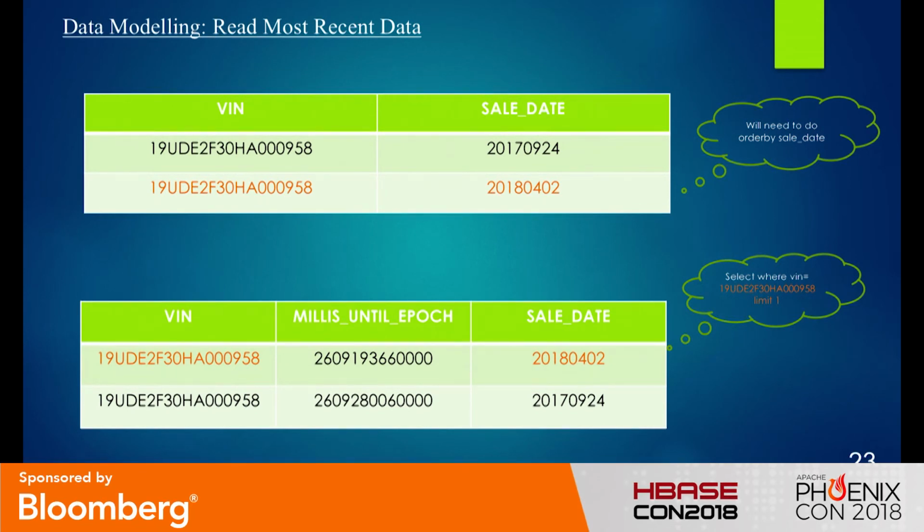The other way which we follow at TrueCar is we assume a future date and we subtract the sale date from it, and we make that the row key. That difference between the future date and the sale date would always be smaller for the latest transaction. Assigning that as the row key, even if we do a limit one query on that particular table, I would get the latest transaction date and the latest record for that particular VIN. That is what you can see in the second table.